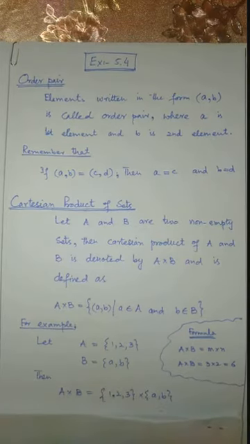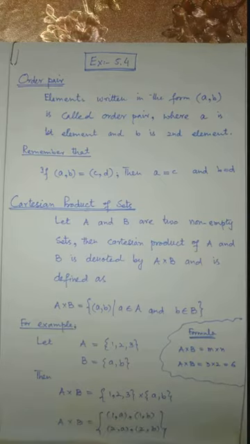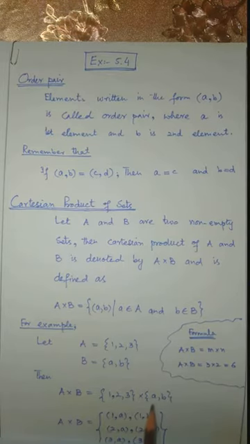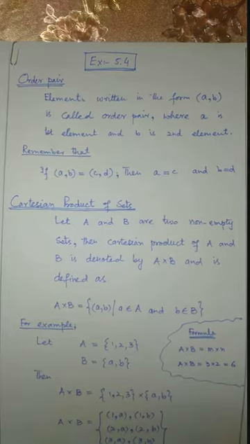A cross B, first we write set A, then cross, then set B. Now to find the ordered pairs, the first element 1 with a and b like this, then the second element 2 with a and b like this, then the third element 3 with the elements of set B, a and b like this, and we will represent these as ordered pairs.